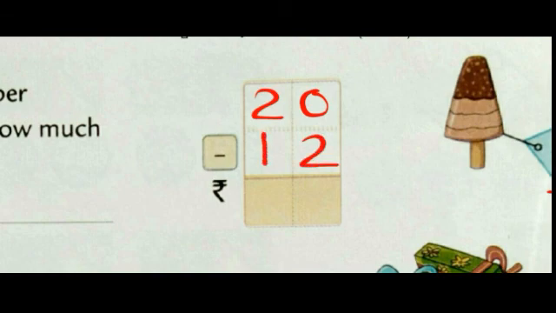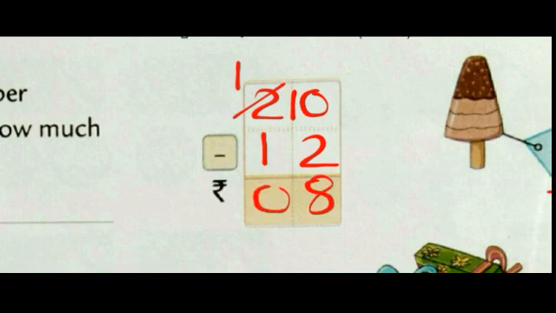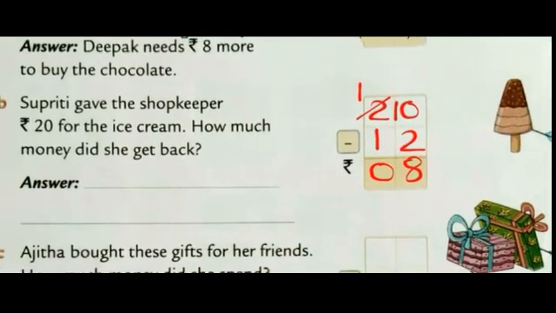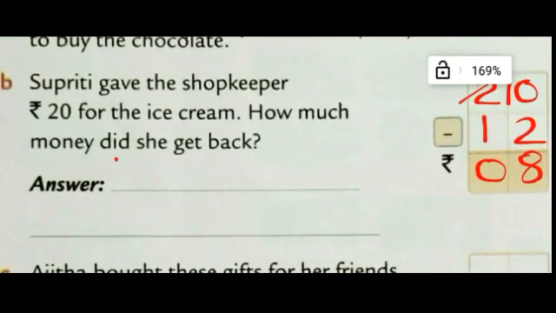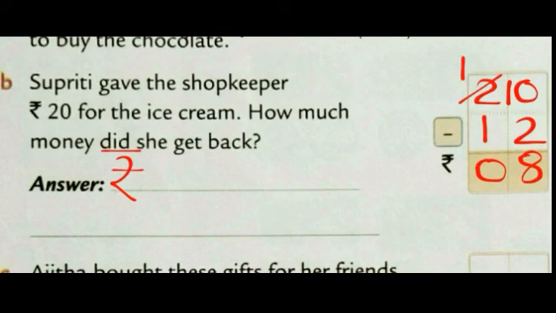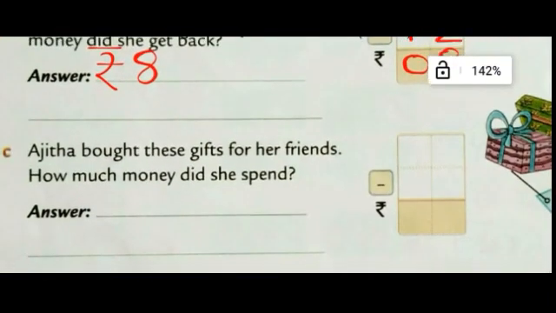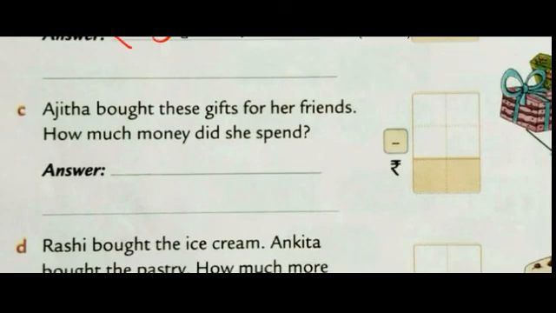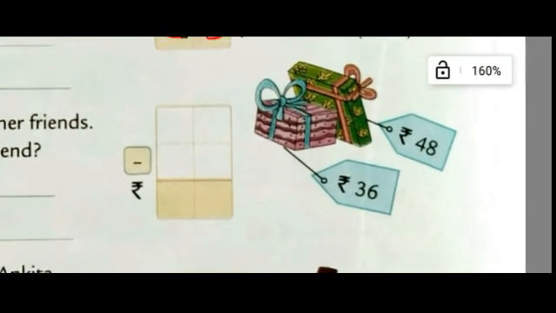Let's do it. Let's see. This will come 1 and this will become 10. 10 minus 2, 8. 1 minus 1, 0. So, the shopkeeper will give back 8 rupees to Supriti. We can write here 8 rupees. Okay. Let's see the next one now. Ajita bought these gifts for her friends. How much money did she spend? Okay, so these are the gifts she bought for her friends.